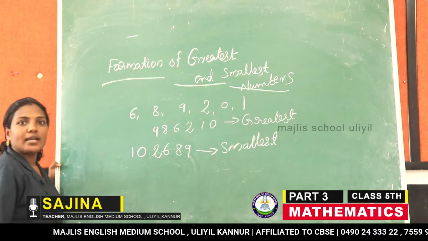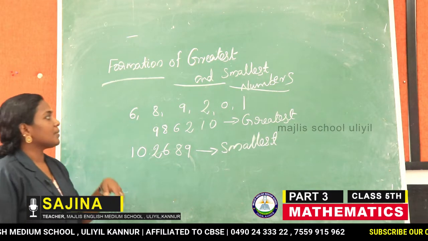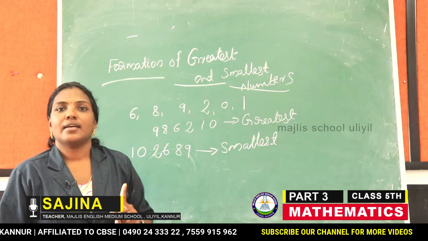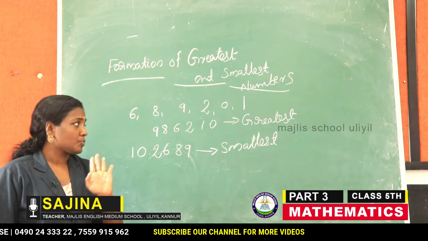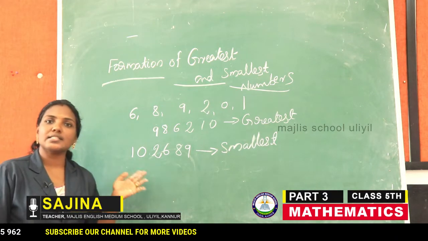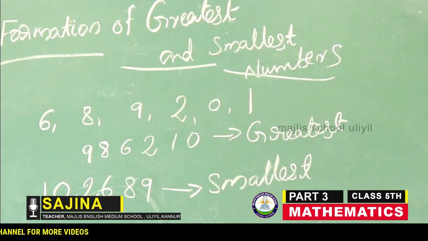Okay. Therefore, for formation of the greatest number, the digits are arranged in descending order. For formation of the smallest number, the digits are arranged in ascending order.